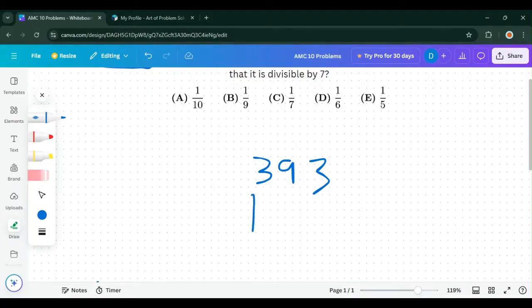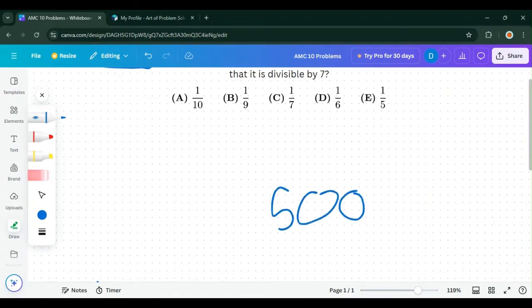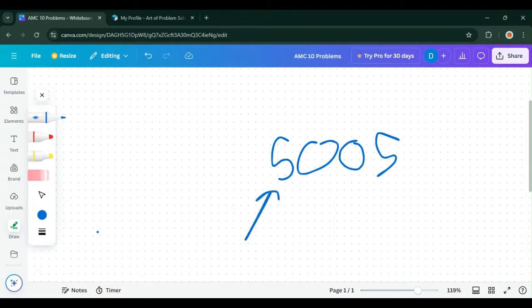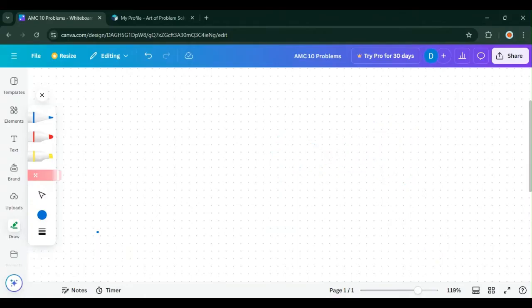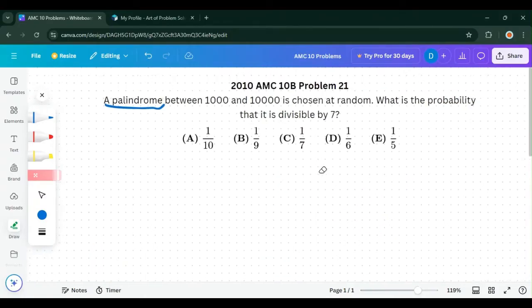If we start from here, we read it as 393, and if we start from here, we also read it as 393. Another example would be 5005, and that is also a palindrome. Again, we start from here and read it as 5005. We also start from the backwards, starting from the units digit, and we also read it as 5005. We want to make sure that you understand what a palindrome is.